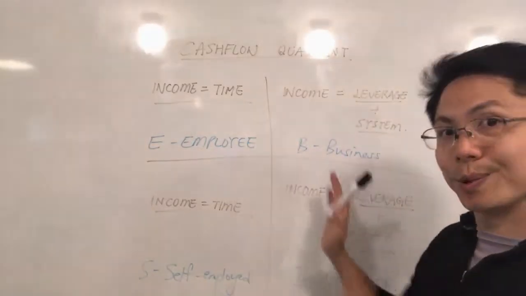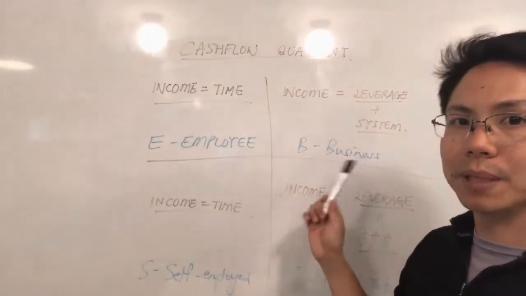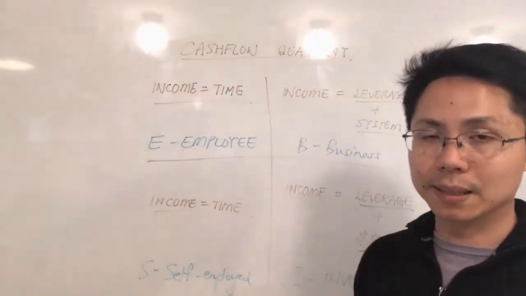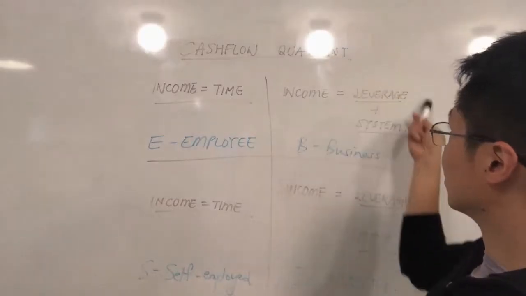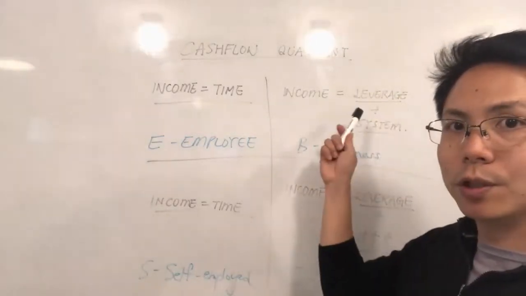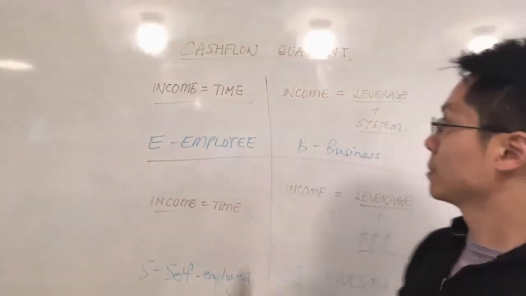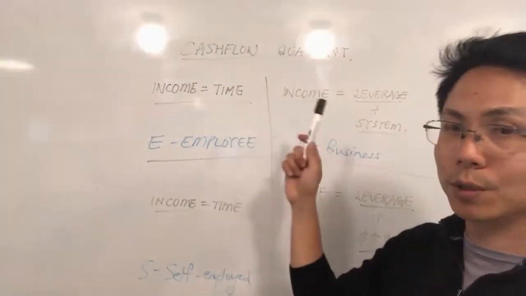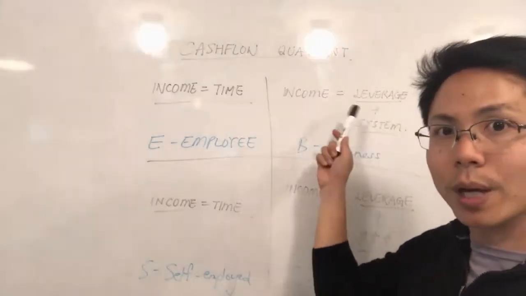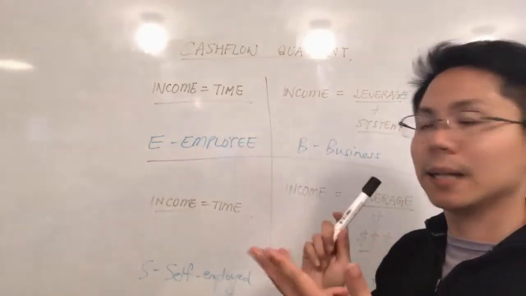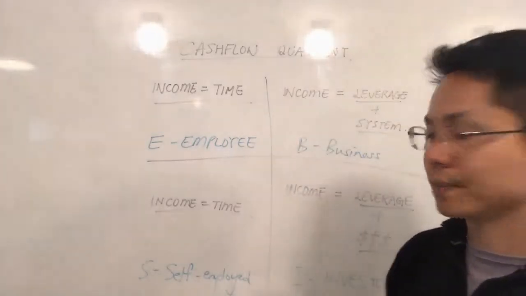Let's move to the right of the quadrant, which is the interesting part. Business. If you are able to create a business, and when we say business here, it's about leveraging other people's time and money and resources. So that's why it's important to have the word leverage here. If you're able to leverage and also have a system in place, then it's very powerful. Your income is not determined by your time, but by the amount of leverage you're able to get, other people's time, money, and the system that's in place.